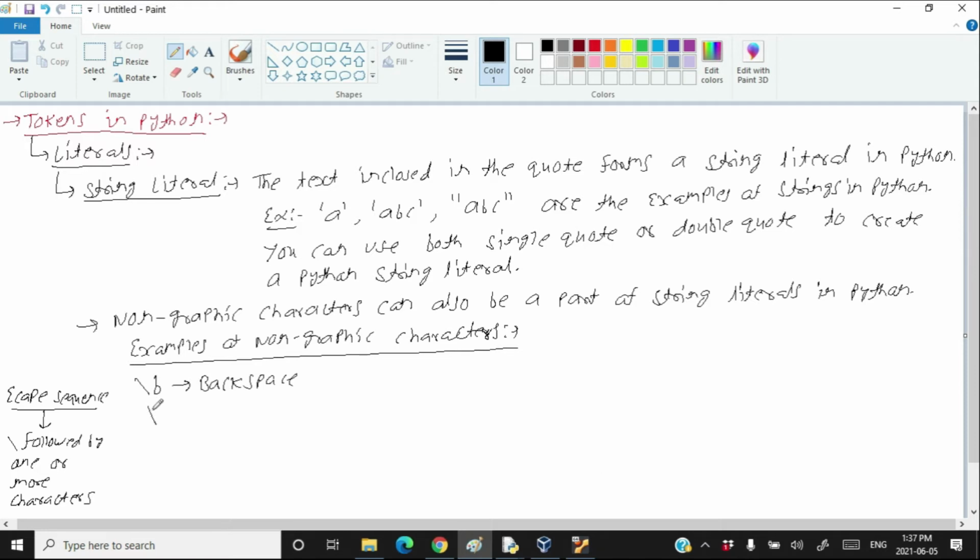Then you have backward slash r. R means carriage return. So any character followed by the backslash has a special meaning, used to represent an escape character, means a non-graphic character. But how to print a backslash? Now the question is how to print a backslash.